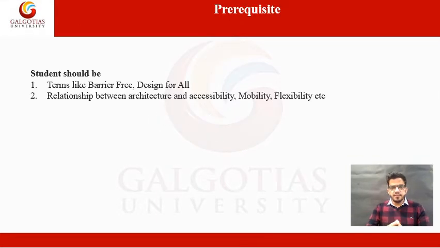Before starting the lecture, it is very important to understand a prerequisite which students should have. To understand this lecture better, students should be aware of terms like barrier-free design or design for all, which are also used for the term universal design. A student should be aware of how to create a relationship between architecture and accessibility, mobility, flexibility, etc.